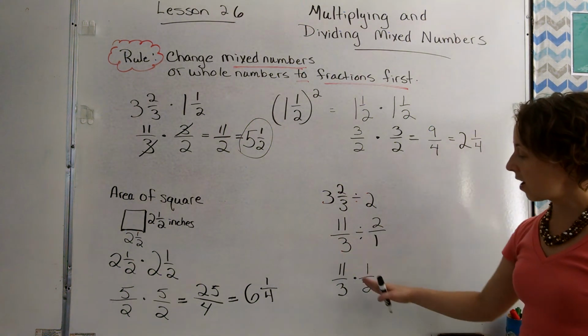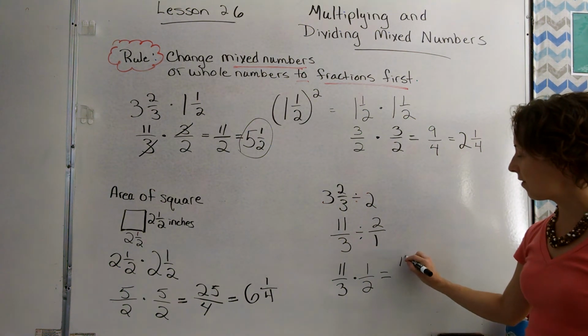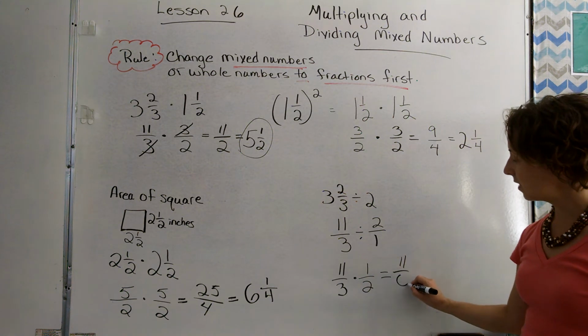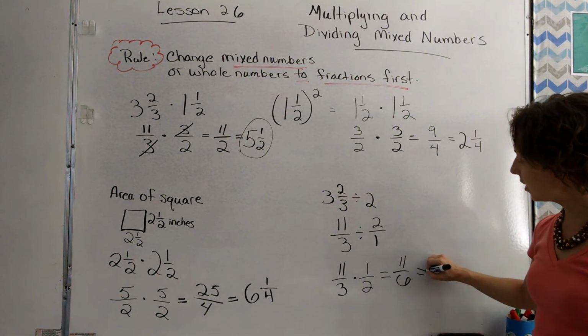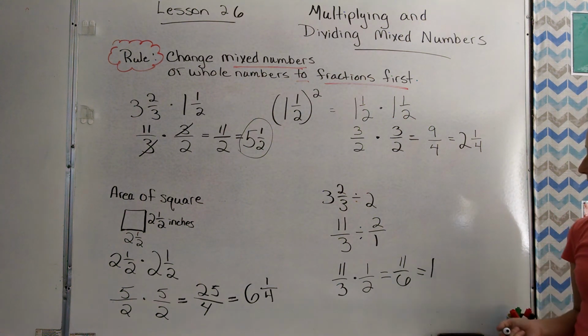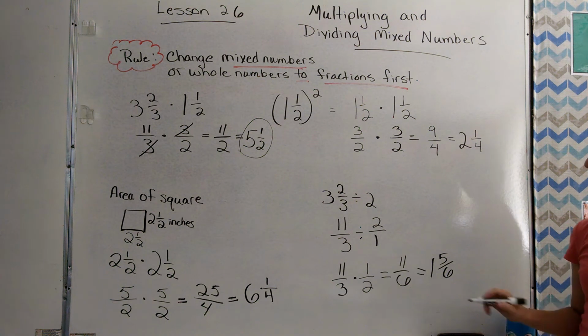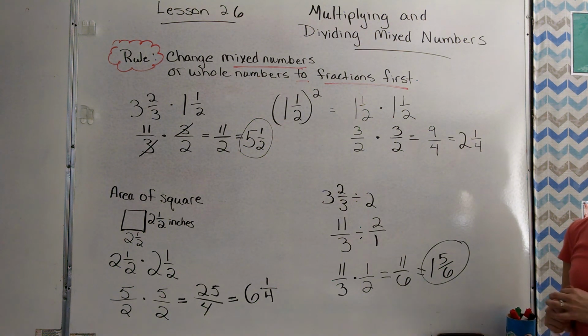Now, cancel out if there's anything to cancel. There's not. 11 times 1 is 11. 3 times 2 is 6. Let's change that into a mixed number. 11 divided by 6 is 1, with 5 left over. So our final answer would be 1 and 5/6. Use those same steps to do all of these types of problems.